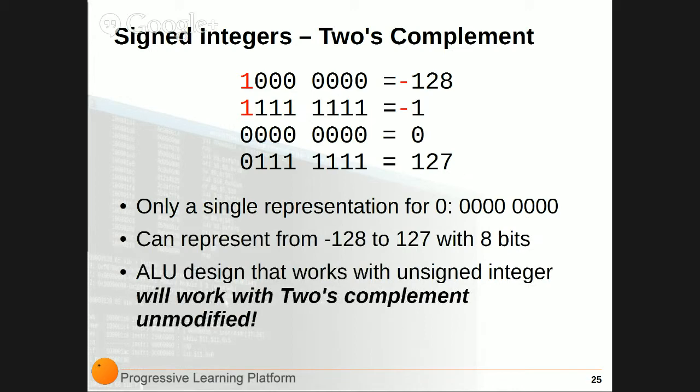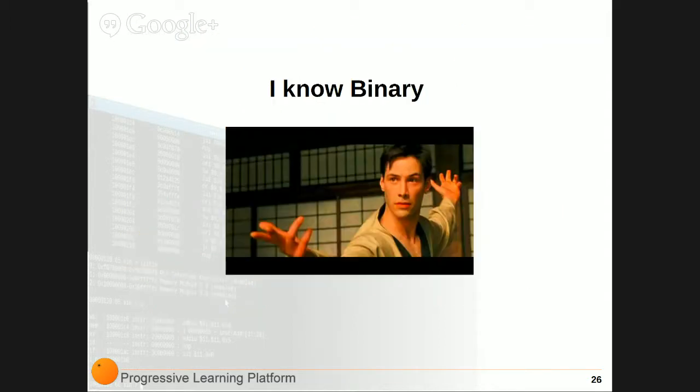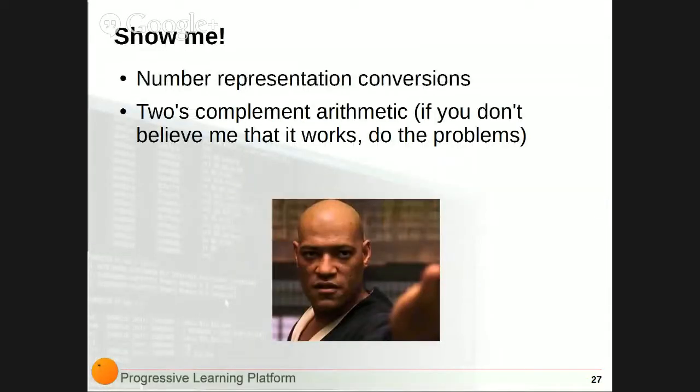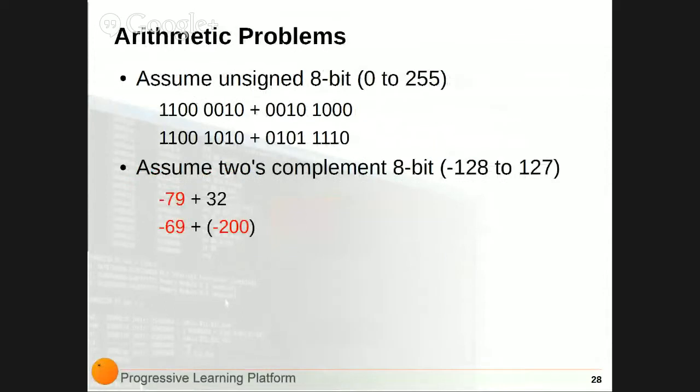The thing that is crazy is that ALUs, you know what ALUs are from last Monday, right? ALUs that are designed to work with unsigned integers will work with 2's complement. No change. Believe me? Want to see it in action? Because now you know binary, right? So, show me. Do these. You have 2 minutes.